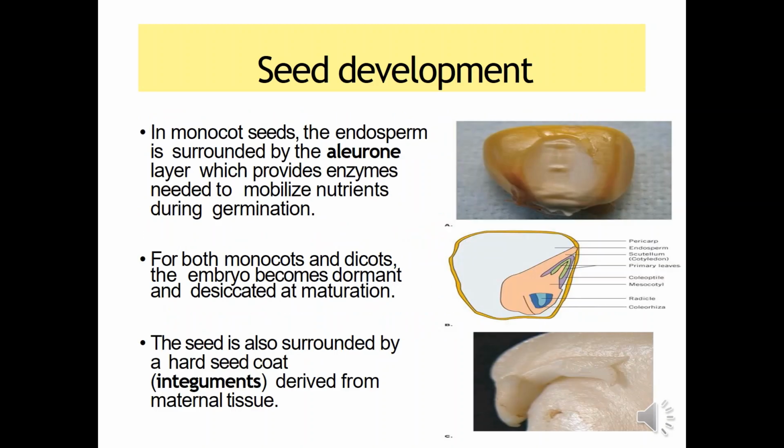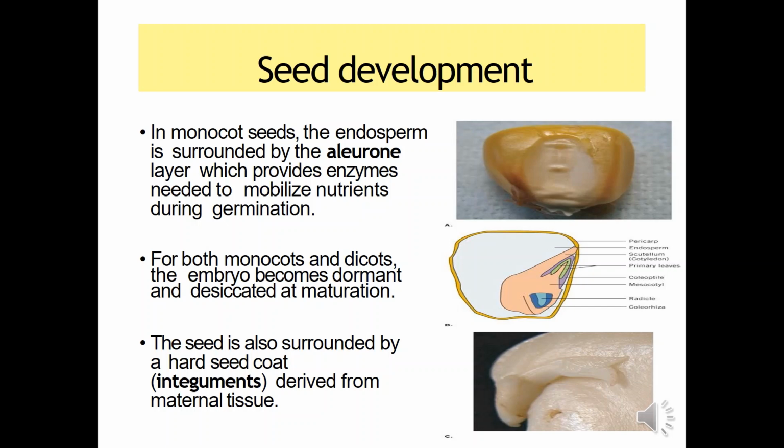Okay, this is regarding the monocot seed. The endosperm is surrounded by the aleurone. You need to always remember, the endosperm is always surrounded by the aleurone. This aleurone is very important because it provides the embryo with the enzyme that is able to break down the nutrient, so the embryo can get that nutrient. So in this segment they said it provides the enzyme needed to mobilize the nutrient during germination. In this part we will explain the process in more detail in the next chapter.